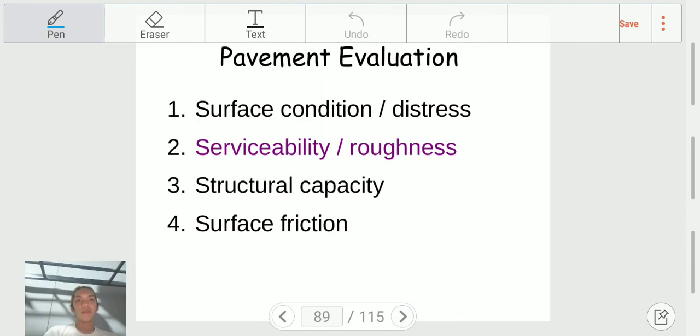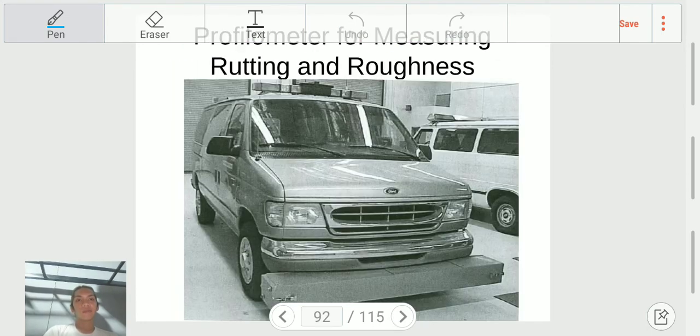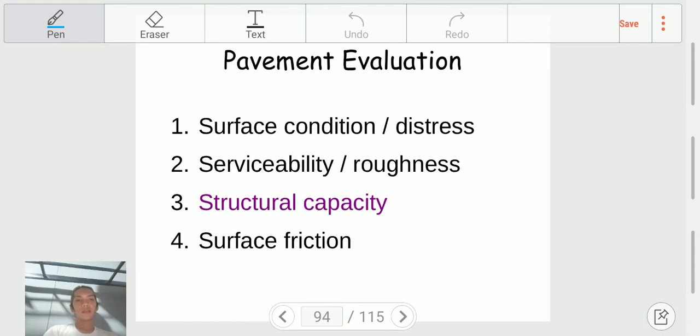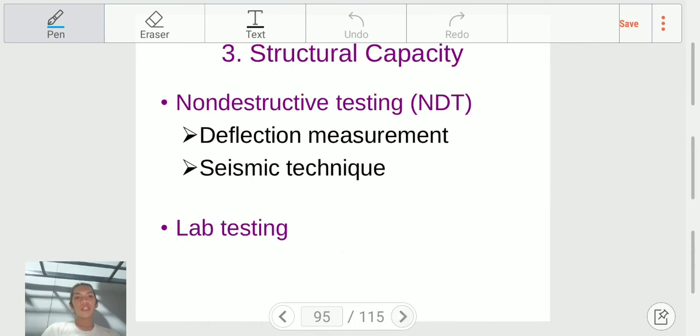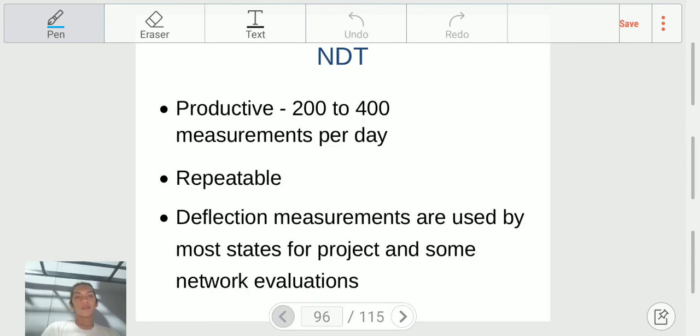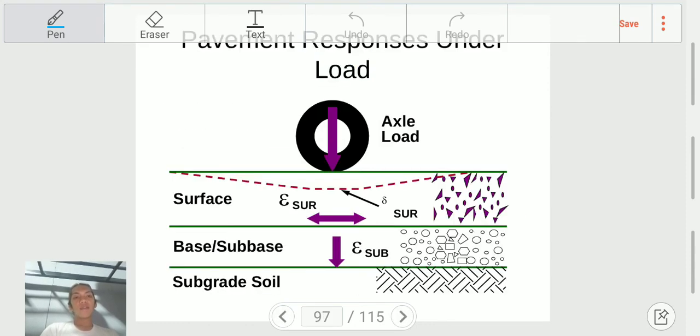Yan. Pavement evaluation. I need to elaborate this pavement evaluation. Surface condition, distress, or let me say distress, serviceability, structural capacity, surface friction. Here, we have the NDT product of 200 to 400 measurements per day. So repeatable deflection measurements are used by most states for project and some network evaluation. This is one of the tools for our evaluation.